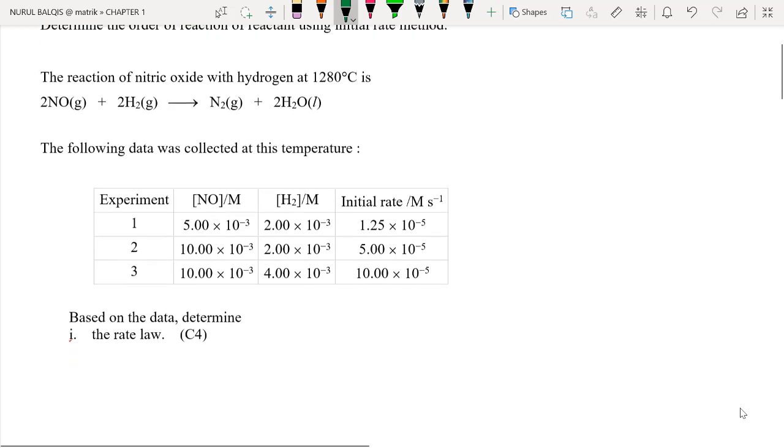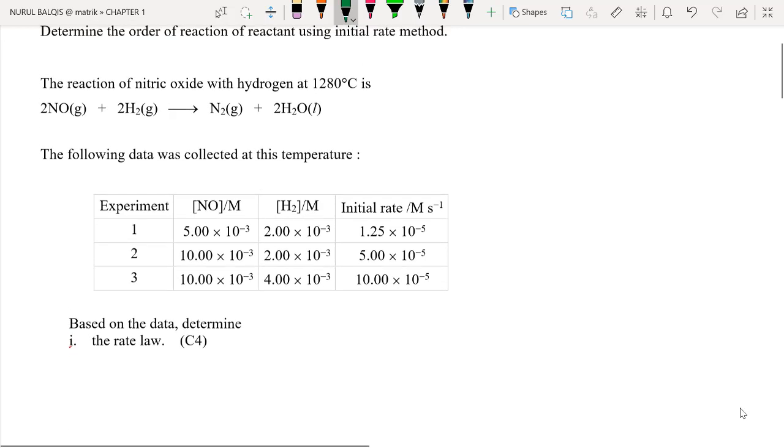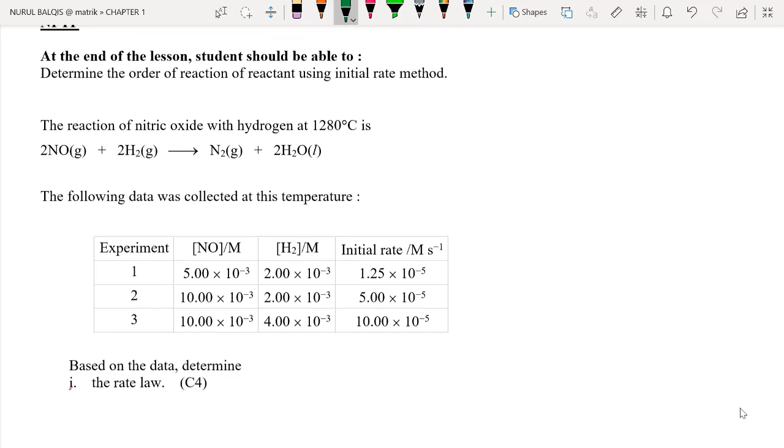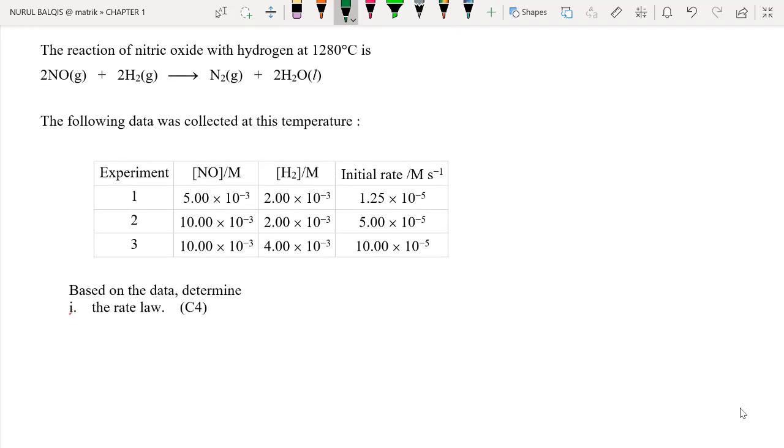Given to you is the reaction of nitric oxide with hydrogen to give you nitrogen gas and also water. The following data was collected at this temperature. Note that each and every time you are asked to use the initial rate method, only a small number of experiments, like 3 to 4 experiments of data, are given. If you are given this number of experiments, then it means you don't need to do the graph. You can simply find the order of reactions by using the initial rate method.